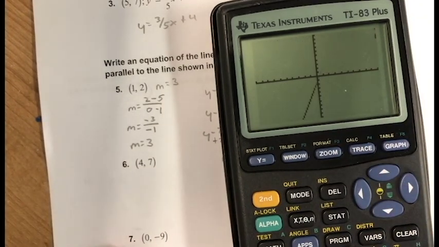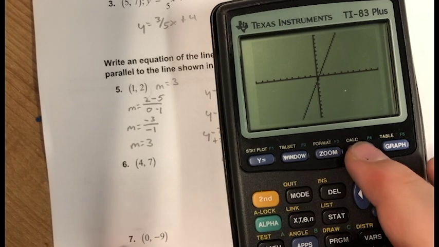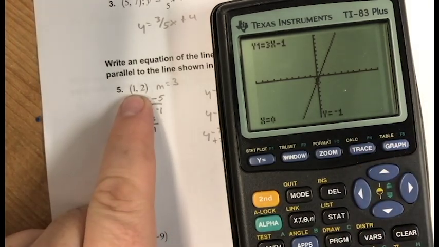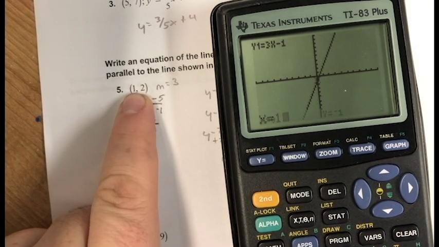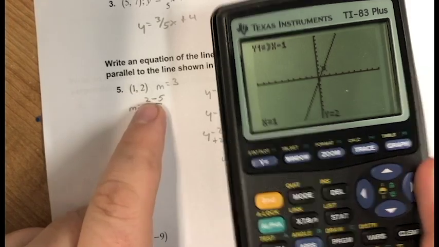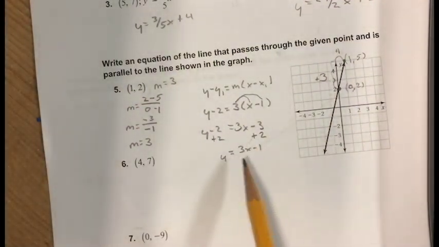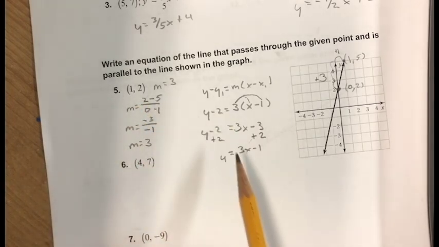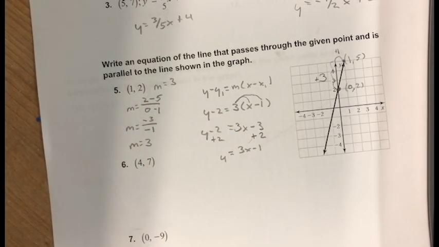All right, so we put that in, we can trace it, and let's find out what happens when I put the number 1 into my calculator. It gives me 2, so it checks out. So my equation for this parallel line for this problem is y equals 3x minus 1. Why don't you try 6, 7, and 8 on your own?